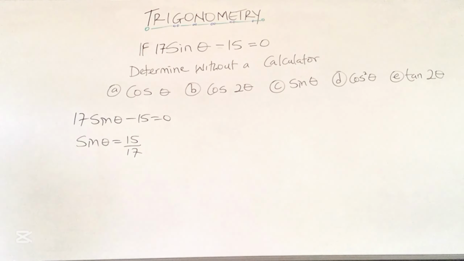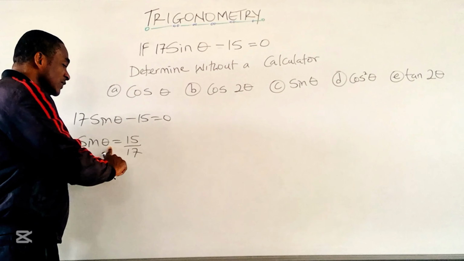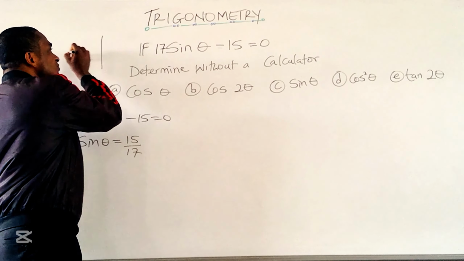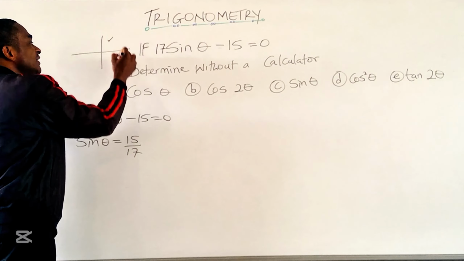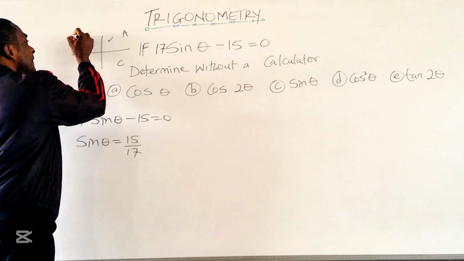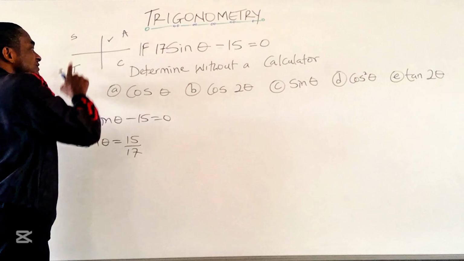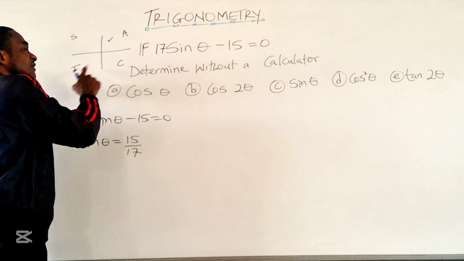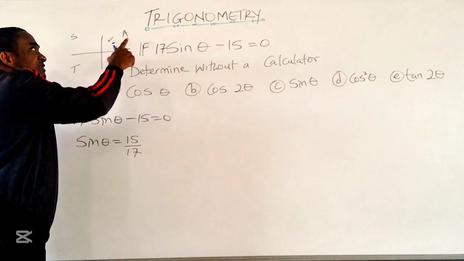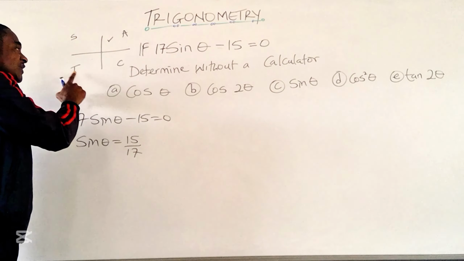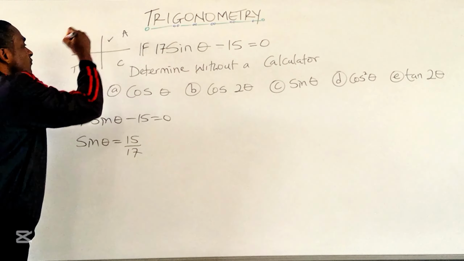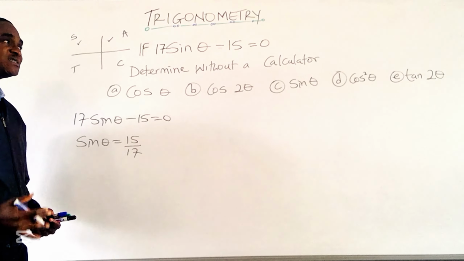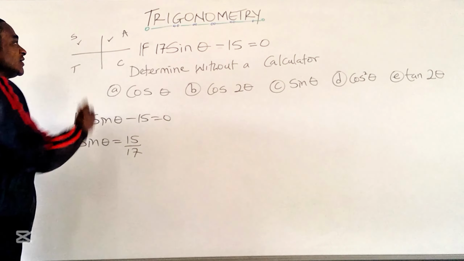Now, what next? The next thing is we'll check on which quadrant we have sine as positive. Sine is positive on the first quadrant. Remember our CAST diagram? All, Sine, Tan, Cos: first quadrant, second, third, fourth quadrant. All are positive here, sine is positive here, tan is positive here, cos is positive here. So sine is positive on quadrant 1 and quadrant 2. So our sketch must be in any of these.